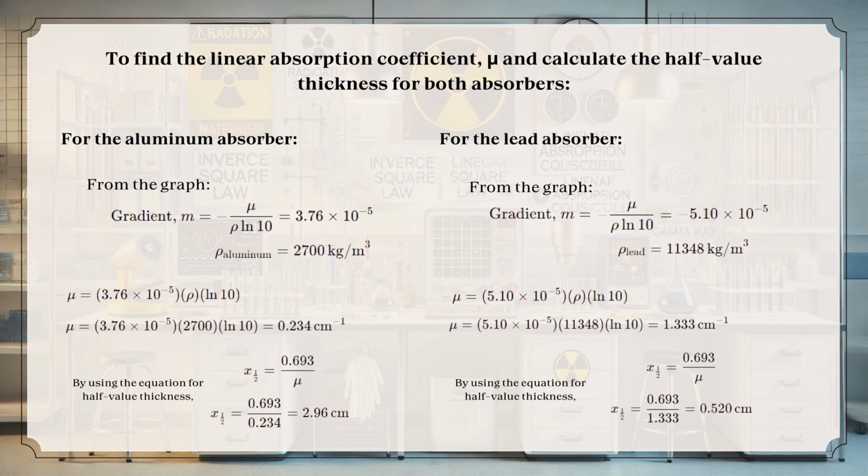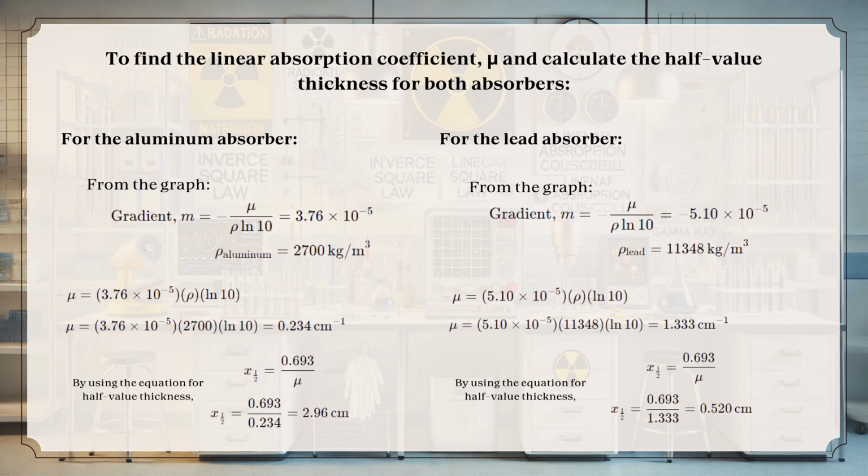For the aluminium absorber, the gradient m that we obtain from the graph is 3.76 × 10^-5. Note that the density of aluminium is 2700 kg m^-3. After we insert the value of the gradient and the density of aluminium, we get that the absorption coefficient mu is 0.234 cm^-1. Then we insert the value of mu into the half value thickness equation, and we get x half equals 2.96 cm.